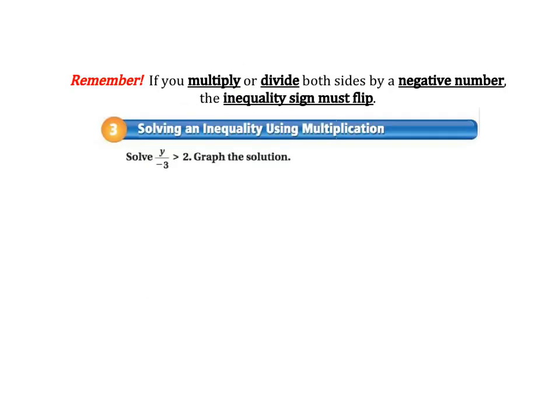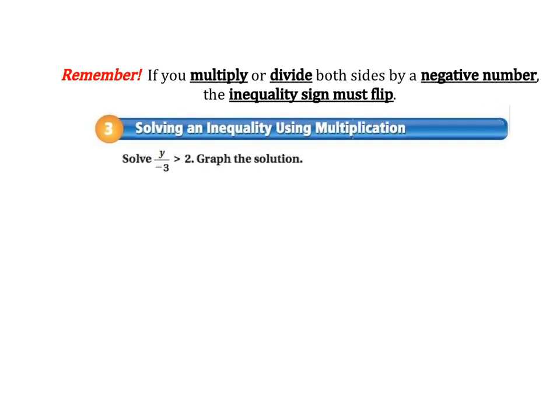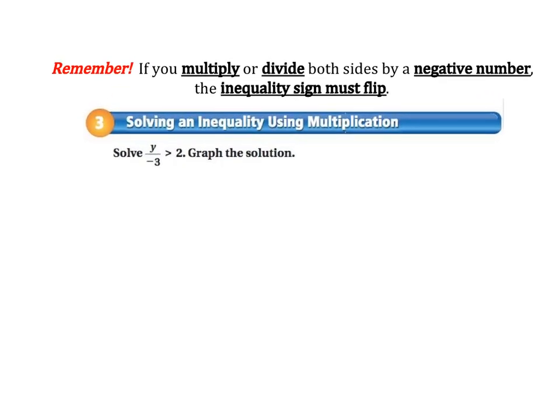Okay, so now we're going to try some of those problems that have that exception that we talked about earlier. So remember, whenever we multiply or divide by a negative number, our inequality sign must flip because we're really moving the negative to the other side. So we're kind of unbalancing our inequality. So let's start with this first one.